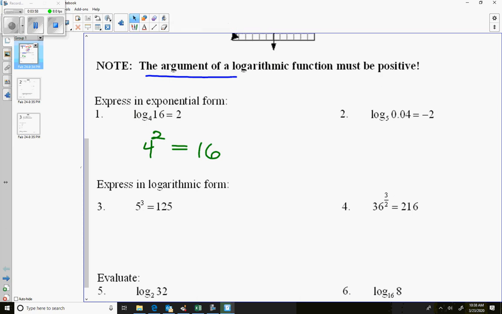Next one, same idea. The base of your logarithm is the base of your exponential. What the logarithm equals is the exponent, and it will equal the argument. And that is your answer.